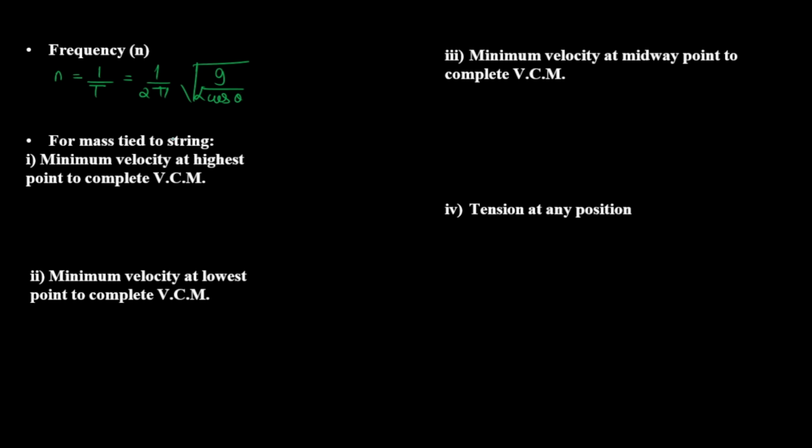For a mass tied to a string, the minimum velocity at the highest point to complete vertical circular motion, VCM, is V at highest equals root of rg. Minimum velocity at the lowest point to complete VCM is V at lowest, root of 5rg. Now the minimum velocity at the midway point to complete VCM is V at midway, root of 3rg.